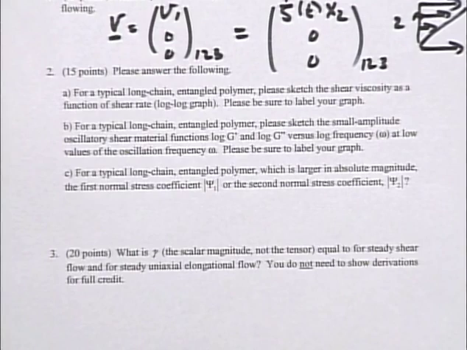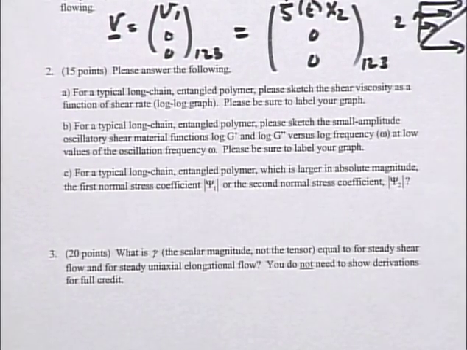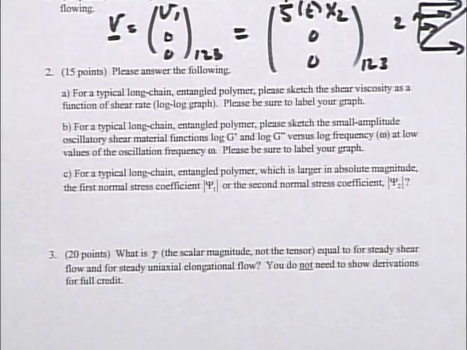Okay, so number 2. So these would be the problems based on material behavior, okay? For a typical long chain entangled polymer, please sketch shear viscosity as a function of shear rate on a log-log graph. Please be sure to label your graph. So can you do that? Can you sketch for me shear viscosity as a function of shear rate?